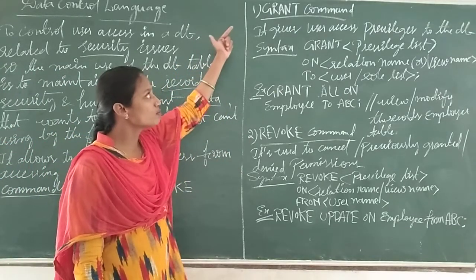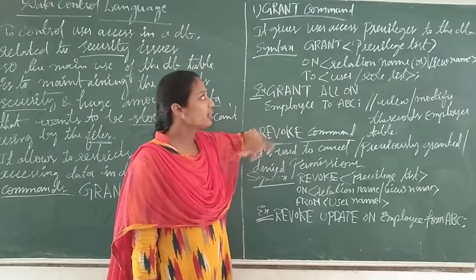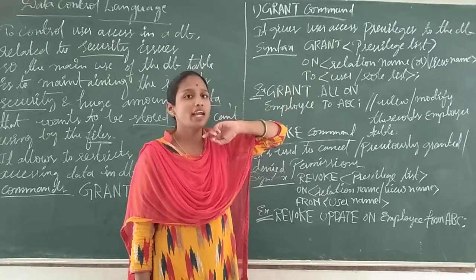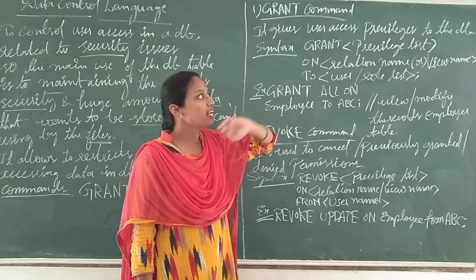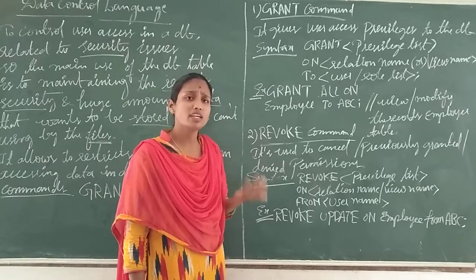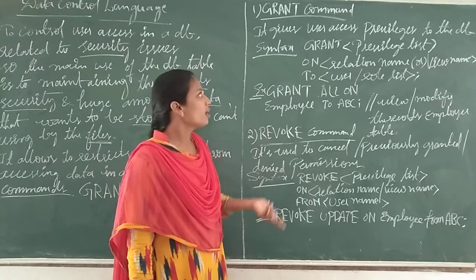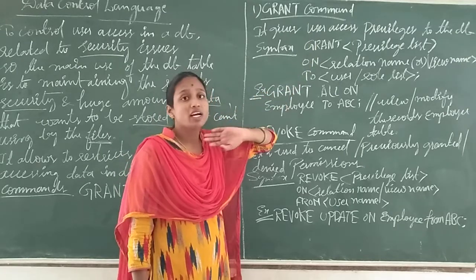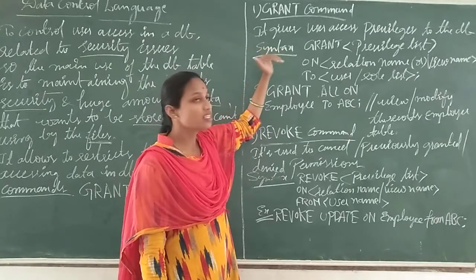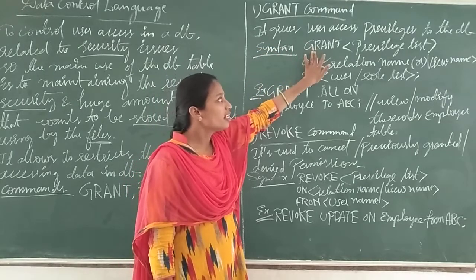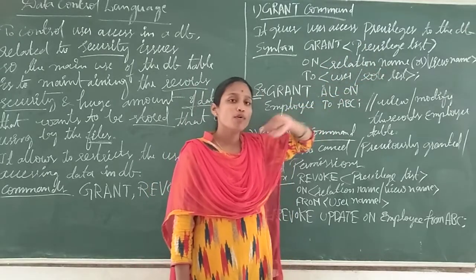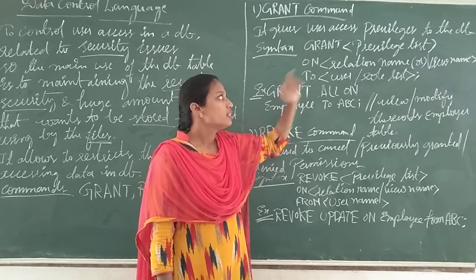Let us see the first one, the grant command. The grant command gives users access privileges to the database. Privileges to the database means giving permission to the user: you can access the data, you can retrieve the data, you can modify the data. This permission is given with the help of the grant command. Here is the syntax: grant privilege list on relation name or view name, which you can also call the table name.